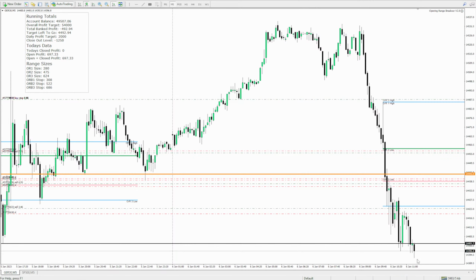DAX is still trying to go down, not getting very far. A lot of wicks at this level. So there's a lot of buying at this level at the moment, but the sellers are still in control at the moment.